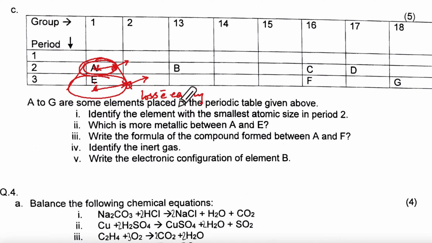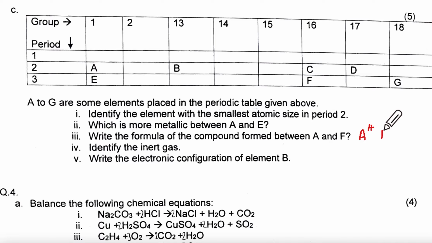Understanding? Yes, ma'am. Okay. Now write the formula of the compound formed between A and F. What is A? What is the valency? 1 plus. F, what is the valency? 16 means 6 electrons in the last shell. 6 electrons in the last shell means it will be gaining 2 electrons, so 2 minus, correct? Yes. Now crisscross will give us A2F.